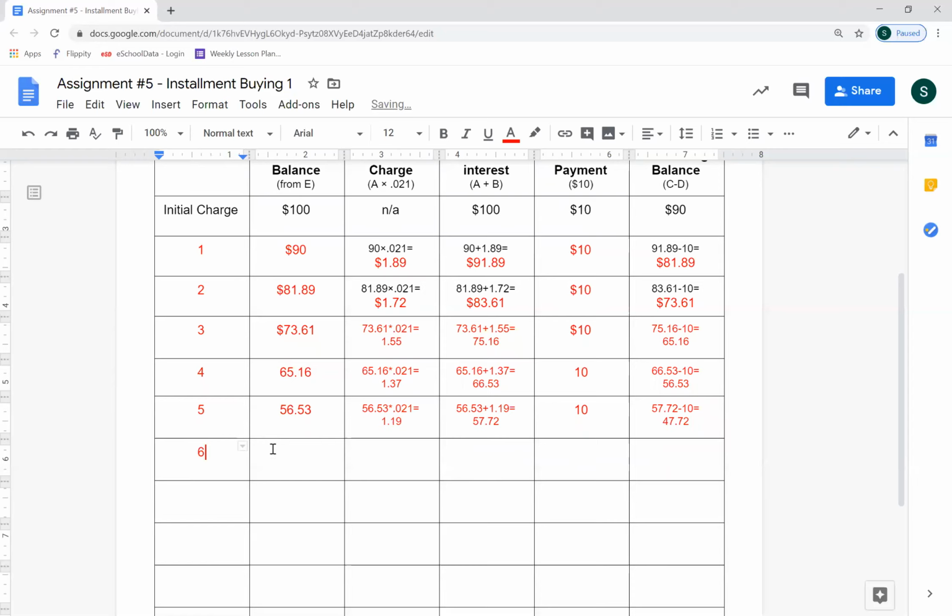Okay, so in month 6 now, my remaining balance is $47.72. Since I have some money left over that I owe, they're going to charge me 2.1% interest. So times 0.021.